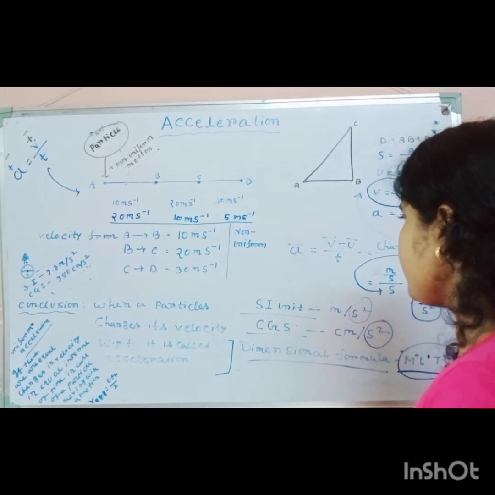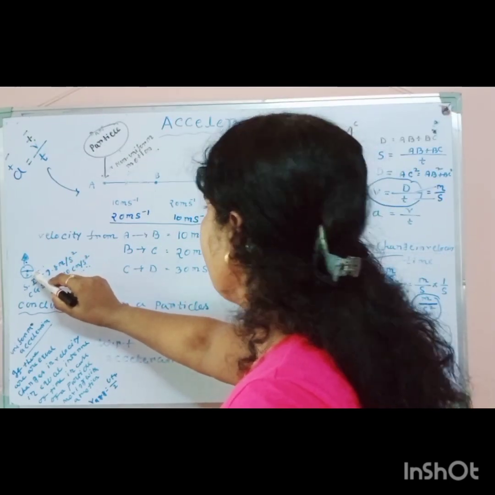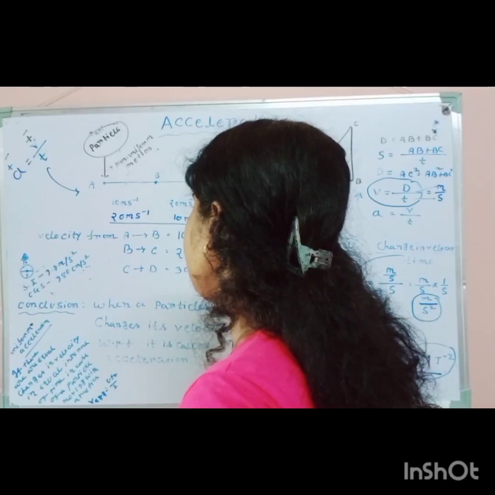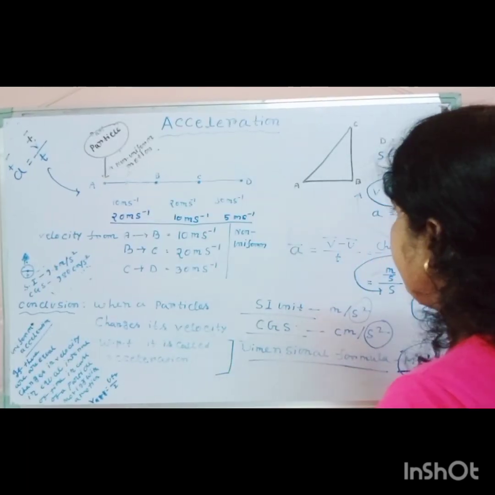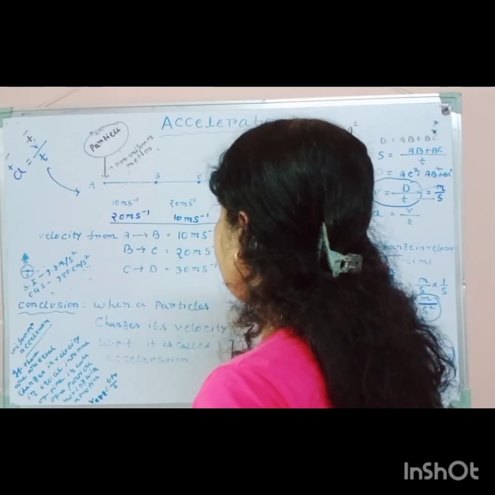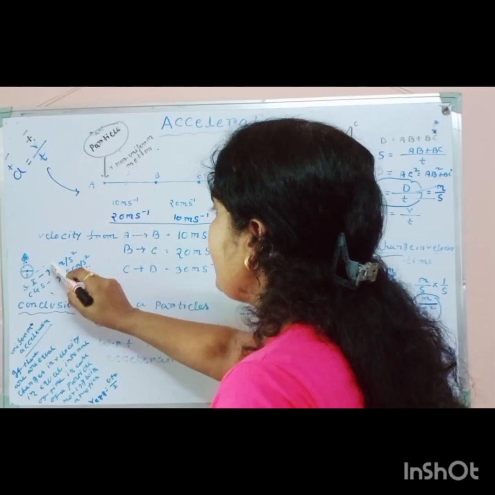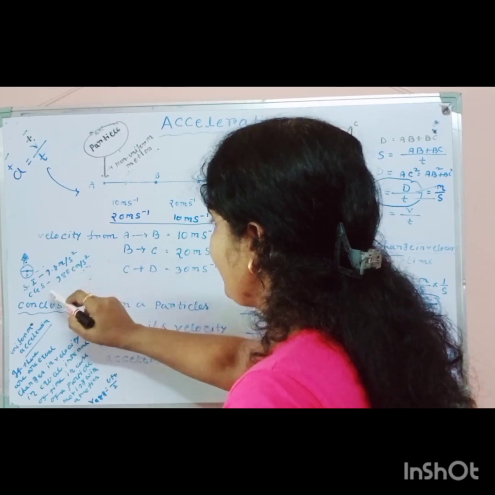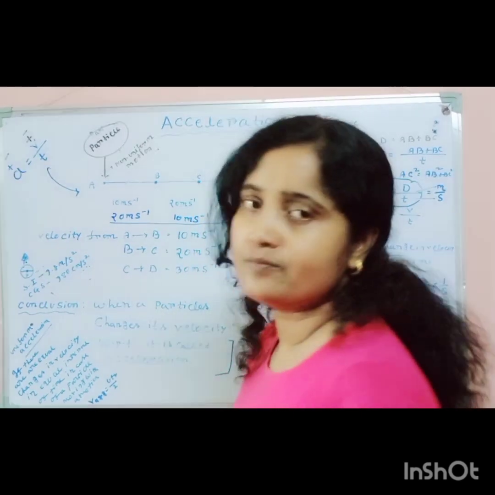Next students, if a body falls under the gravitational force of the earth, then such type of acceleration is called acceleration due to gravity, and it is denoted by small letter g. The SI unit of acceleration due to gravity is 9.8 meter per second square, and in CGS 980 centimeter per second square.